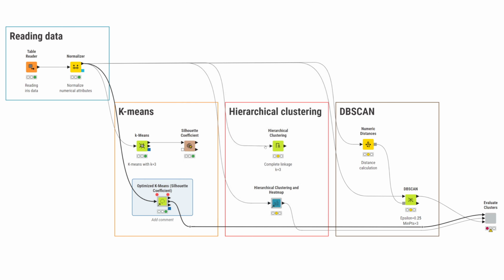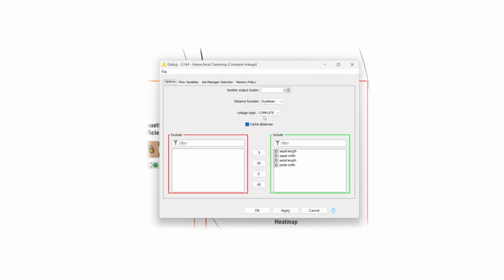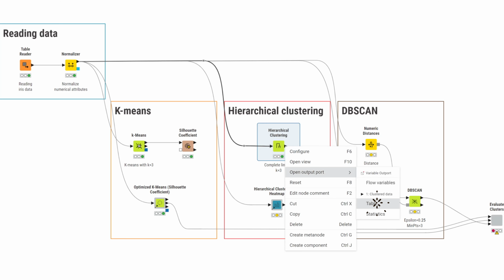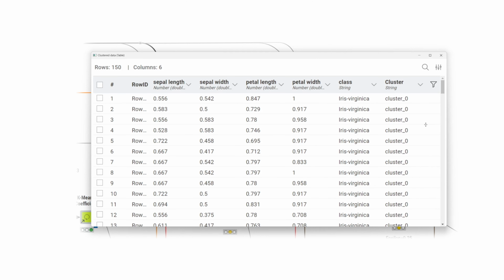Perform hierarchical clustering using 2 methods. Hierarchical clustering node. In this configuration dialog, define the number of clusters, example 3, select Euclidean distance as the distance function, and complete linkage as the linkage type. The output shows the input data plus a cluster column for the cluster assignment of each row.